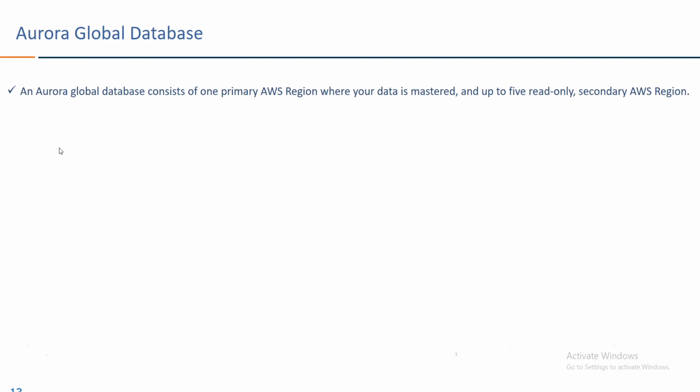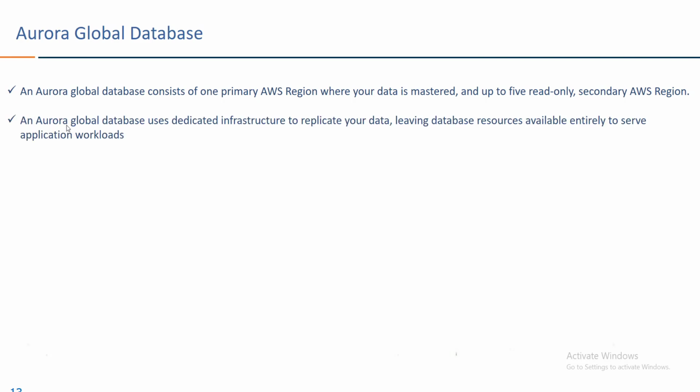Now, Aurora Global Database. An Aurora Global Database consists of one primary AWS region where data is mastered, and up to 5 read-only secondary regions. So when you launch a regional database, in one region you will have a master and 5 read replicas, and you can also have secondary read replicas in another region. An Aurora Global Database uses dedicated infrastructure to replicate your data, leaving database resources available entirely to serve the application workload. Global means you can have a cluster in this region and a cluster in another region, but only in one region will the write happen.